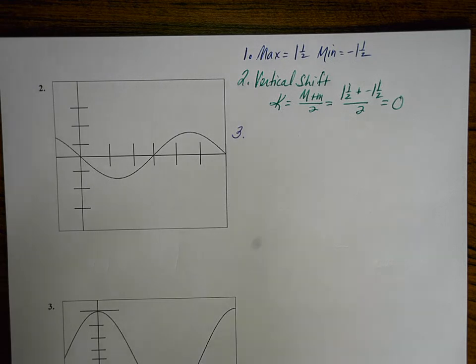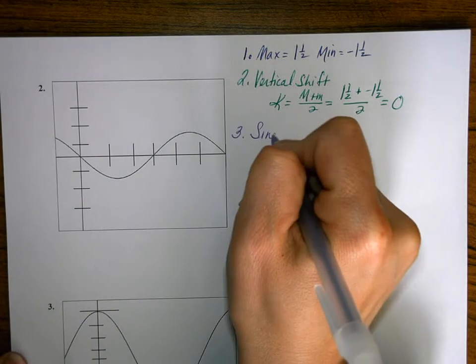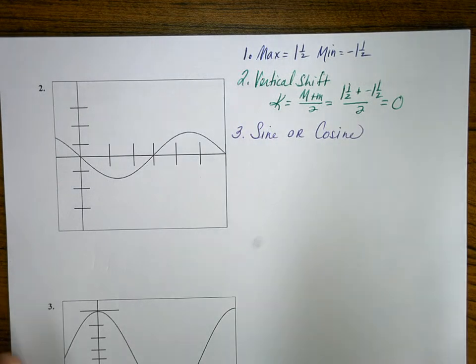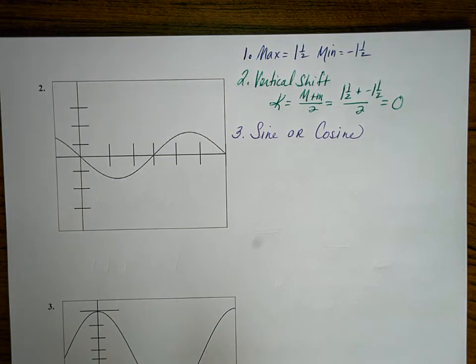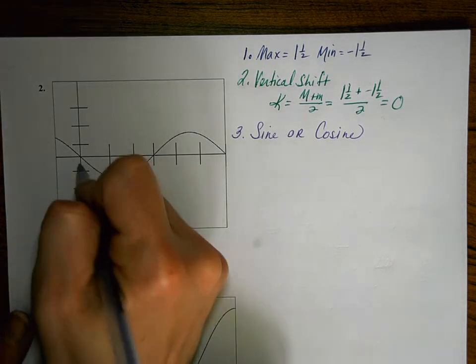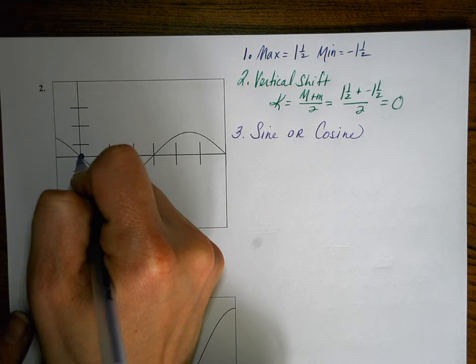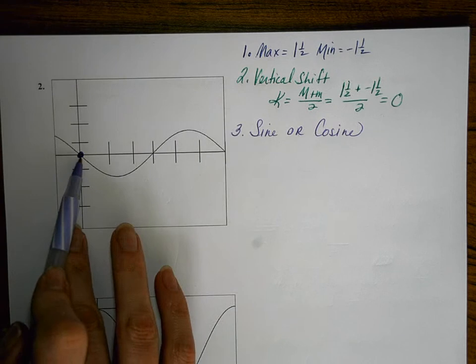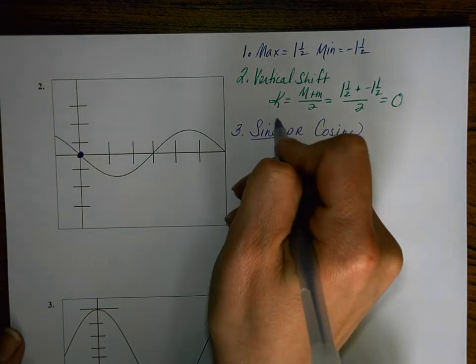All right, we've got to figure out, is this going to be a sine graph or a cosine graph? No thoughts? Sine graph, why do you say that? All right, the y-intercept is at the origin. It starts at 0, 0. I would say that sine is a good choice.